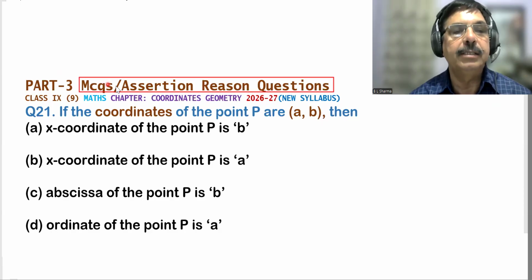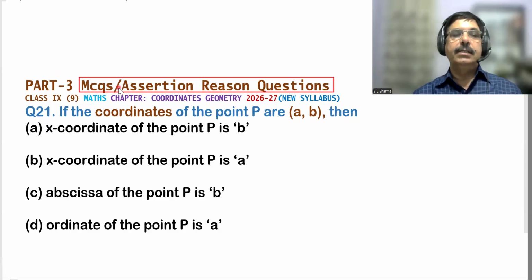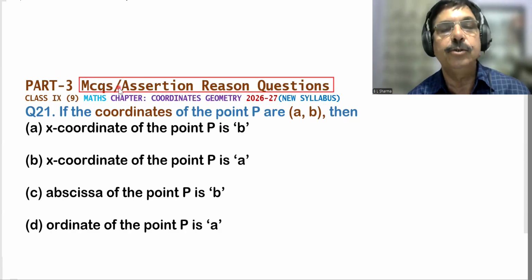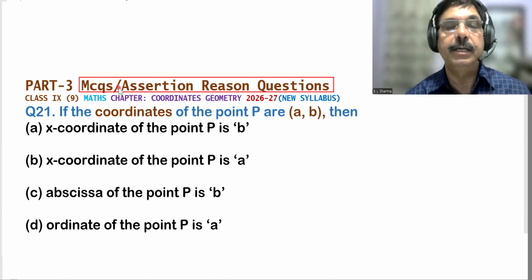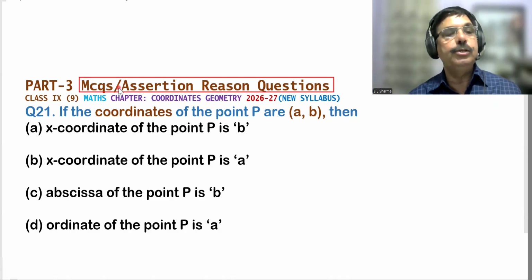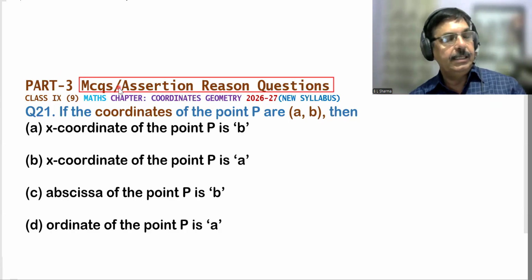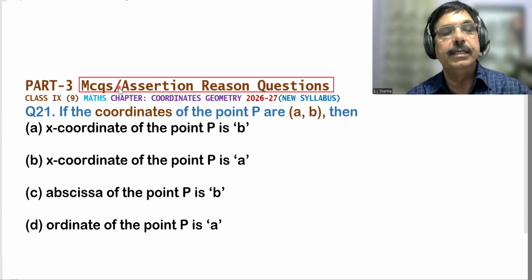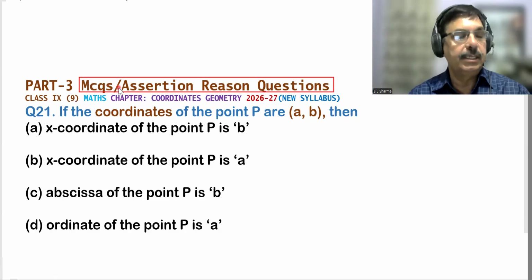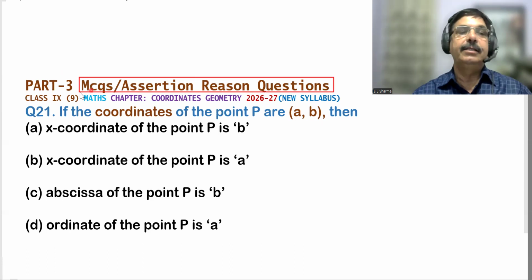This is part three, MCQs and assertion-reason questions based on the chapter Coordinate Geometry of class 9th mathematics, and this is from your new syllabus. In these multiple choice questions, I have included all types of questions: MCQs, assertion-reason questions based on distance formula, questions based on midpoint formula. I have divided them into several parts, and this is the third part.